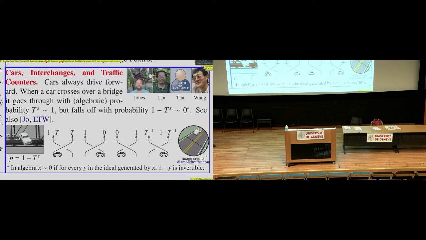So the traffic counter placed here will count 1 minus t, and the traffic counter placed here will count t. However, if you enter the interchange at the bottom, this traffic counter will count 1, and the other one will count 0. Okay? And you can complain that these aren't really probabilities because t and t inverse cannot be numbers between 0 and 1 at the same time. It doesn't really matter. I'm using probability only in an algebraic way. I will never actually use inequalities. Okay?